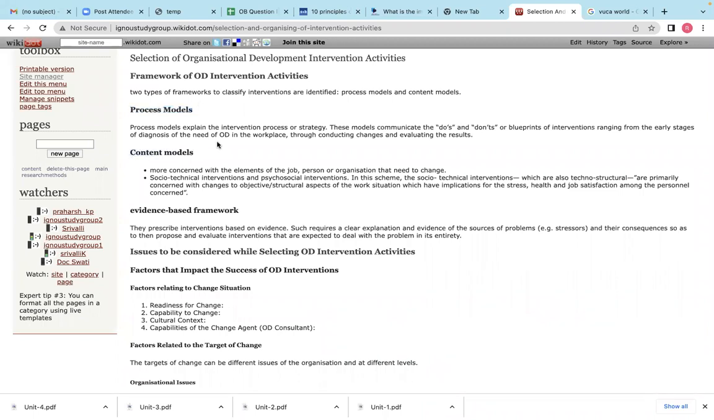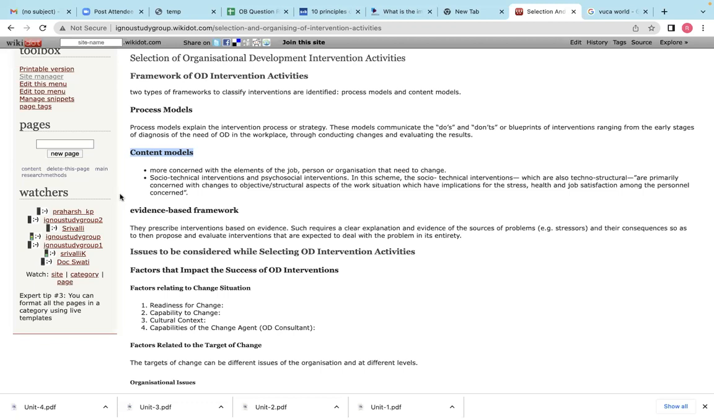The second one is the content model. It talks about what activities are to be done for what job. It is related to process, do this intervention. This is related to organization structure, do this. This is related to job, do this. So the process model talks about stages and then keeps do's and don'ts. In case of the content model, it talks about elements and then lists the activities. That is the difference between the process model and the content model. This is a very broad framework that we are talking about as far as choosing the OD intervention activity.